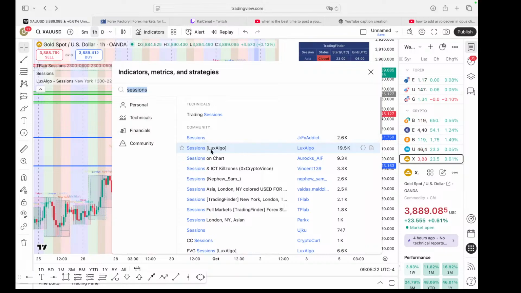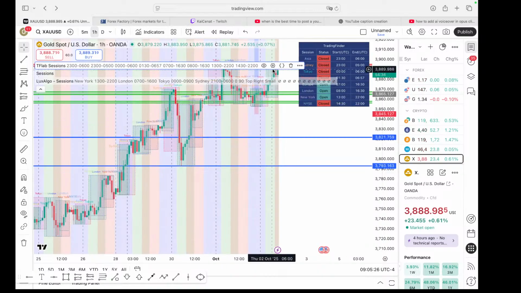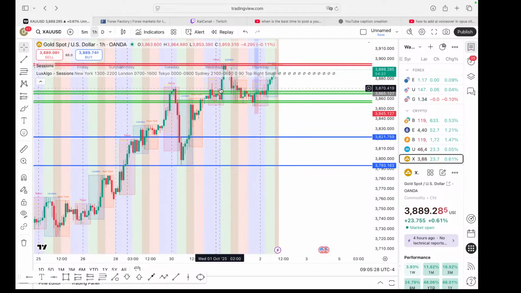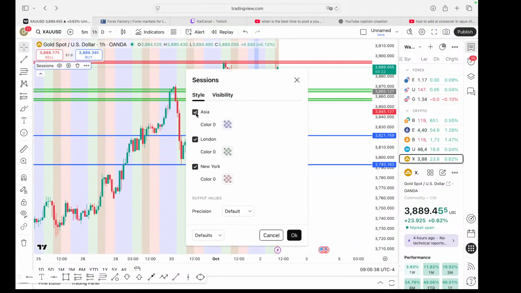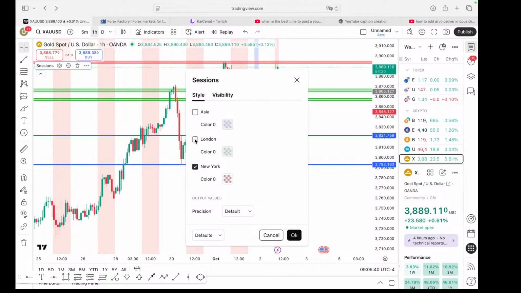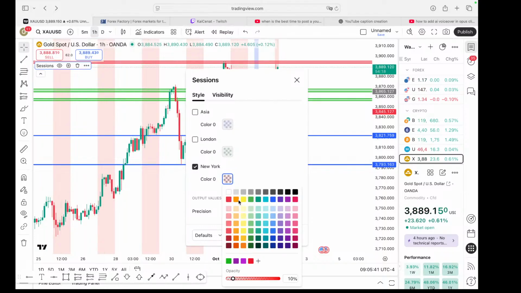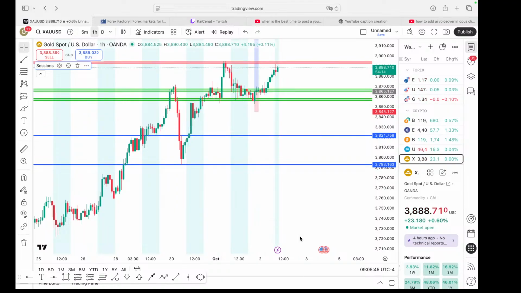I said Lux Algo or just regular session. Okay, so we can go ahead and get rid of this. It's not this one. Dang, I'm gonna just have to edit this one. All right, so we only are interested in New York. The color I normally use is blue. Okay. Yeah, I think it's this one. Okay, cool. All right, y'all.